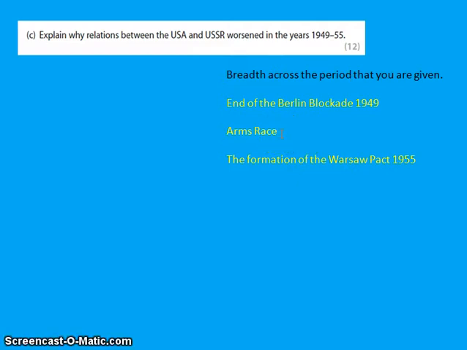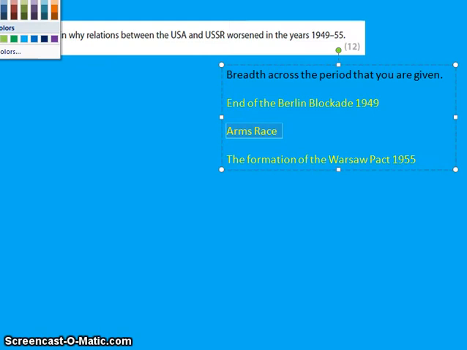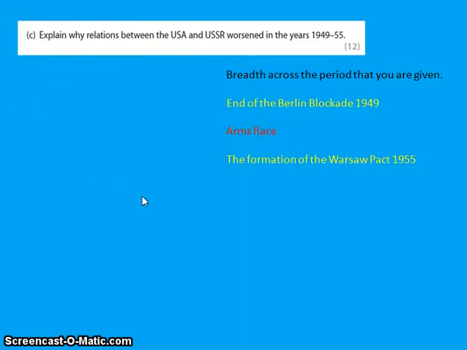And you know, you can have your own opinion, that's the nice thing about history, as long as in your answer you're providing the evidence to support that. For this demonstration, I'm going to choose the arms race as being the most important factor that caused the relationship to worsen.